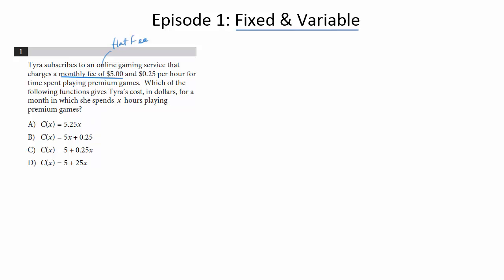So when we're looking at the total cost for the month, we have to start with $5 as the flat fee. Then you have the variable fee, which in this case is 25 cents per hour. This is the one that's going to be multiplied by, in this case, x to determine how much she's paying on top of the flat fee. So here we're going to add 0.25 times x, and this would be the total price for the month, the $5 flat fee plus 25 cents for every hour that she spends playing, which is 0.25 times x. And looking at the choices, that maps onto choice C.